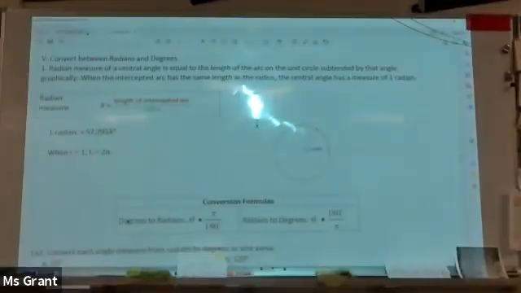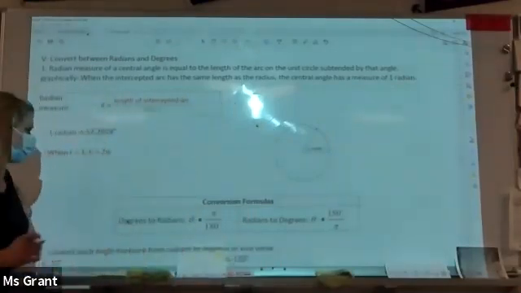Okay, we are there. That's much better. Converting between degrees and radians.